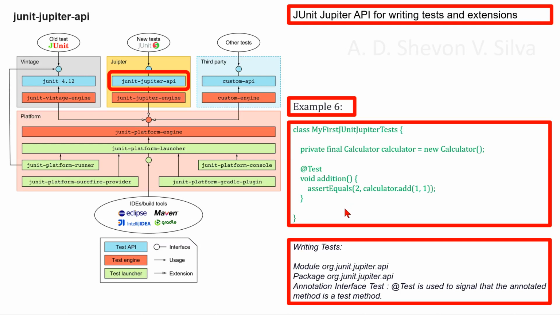As an example 6, we are now considering writing tests. Here the annotation interface at test is at test in package org.junit.jupiter.api in module org.junit.jupiter.api. At test is used to signal that the annotated method is a test method. The following example provides a glimpse at the minimum requirement for writing a test in JUnit Jupiter.